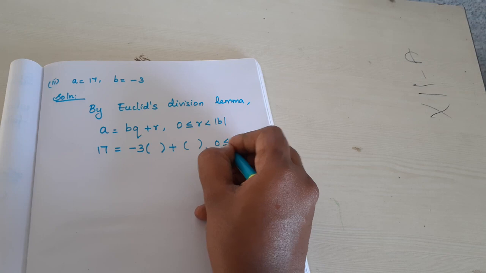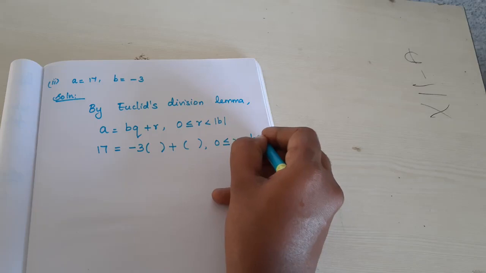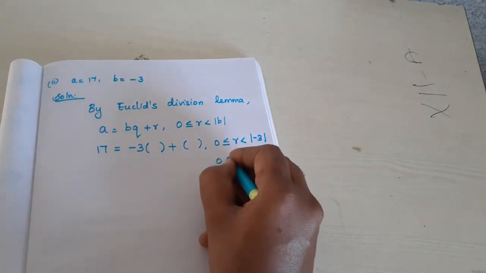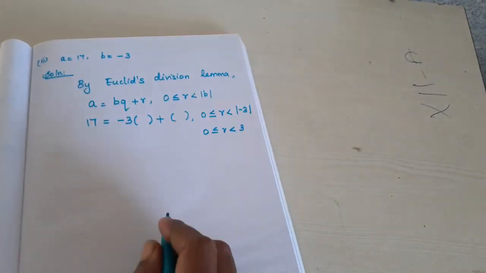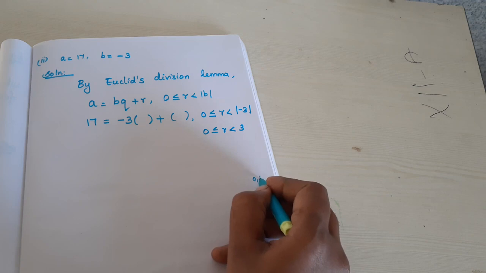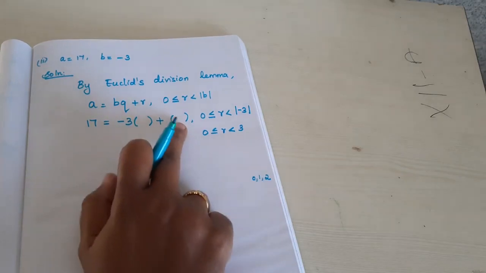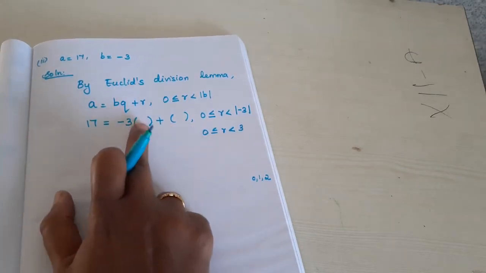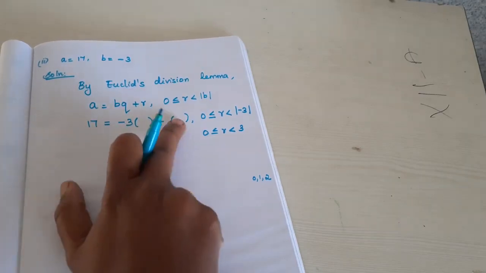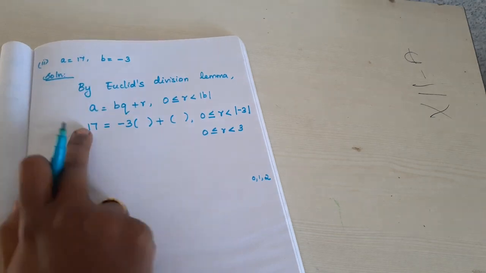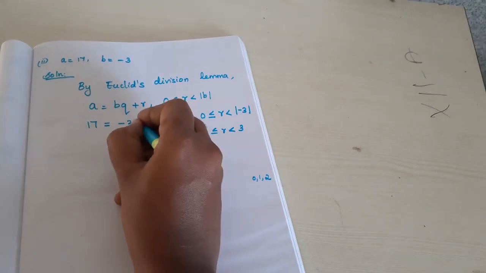What is the condition? 0 less than or equal to R less than modulus of B, modulus of minus 3. So 0 less than or equal to R less than, what is the value of modulus of minus 3? That is 3. So what should be the remainder? The remainder may be 0, otherwise may be 1, otherwise may be 2. So in this place, among these 3 numbers, any one number will come. So based on that, you need to consider Q. Okay. So here we need to get a positive number only. So the answer also positive. So minus into minus is only positive. So here a minus number should come.